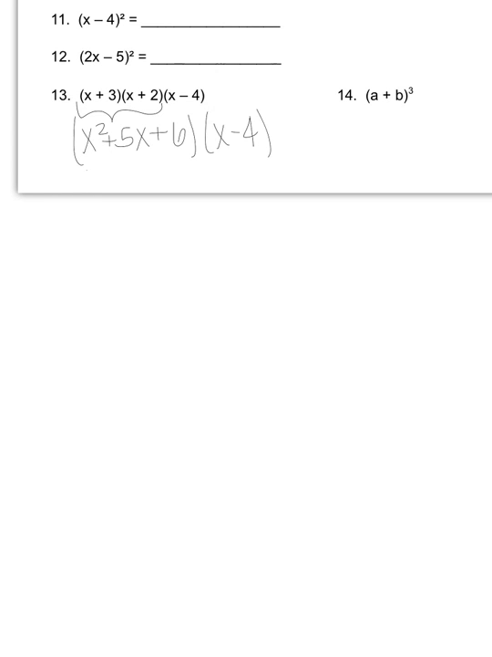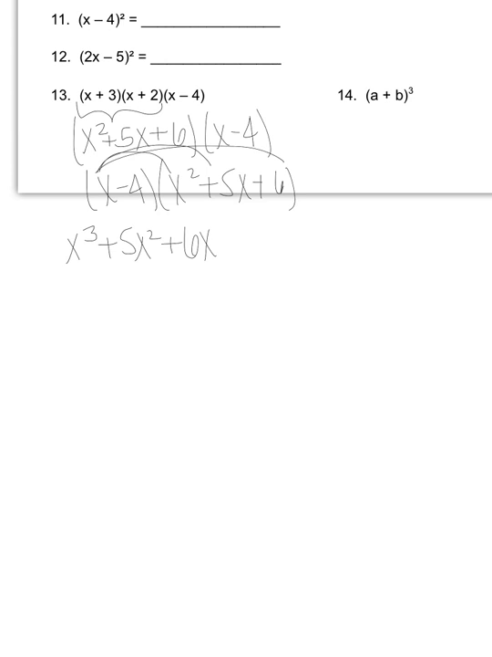I'm just going to rewrite this as x minus 4 times x squared plus 5x plus 6. That way my binomial is first. It's the same thing though. So x times x squared, we're going to get x cubed. X times 5x, we're going to get 5x squared. X times 6, we get 6x. Then we have a negative 4 times x squared is a negative 4x squared. Negative 4 times 5x is a negative 20x. And negative 4 times 6 is a negative 24.